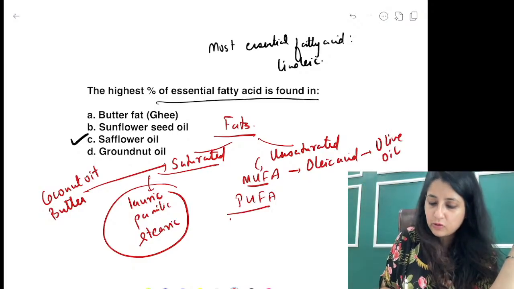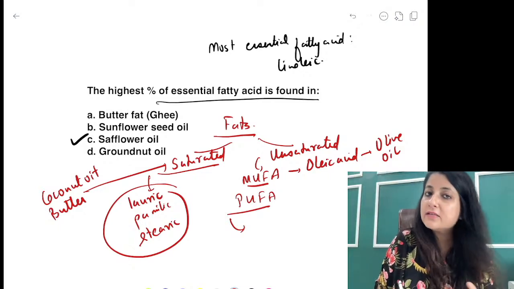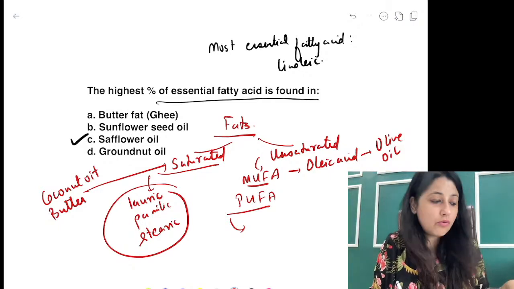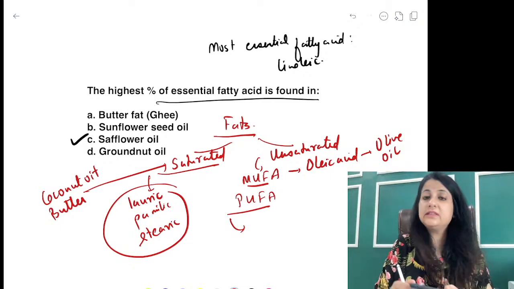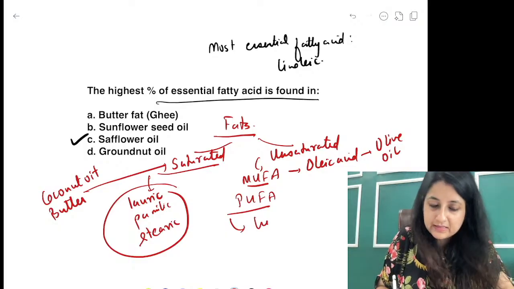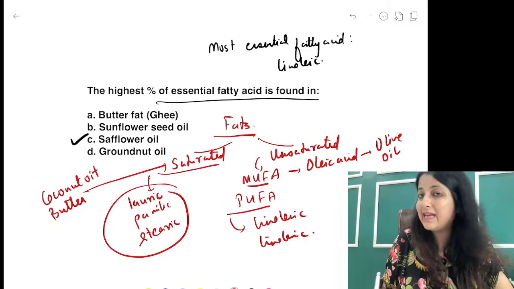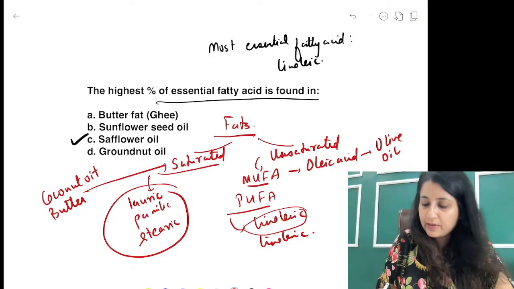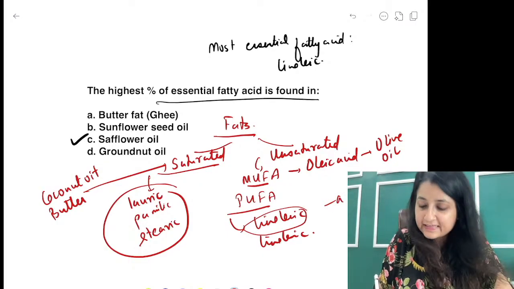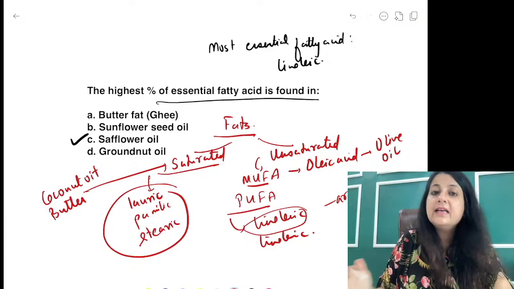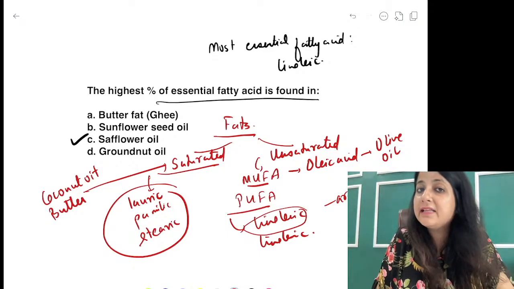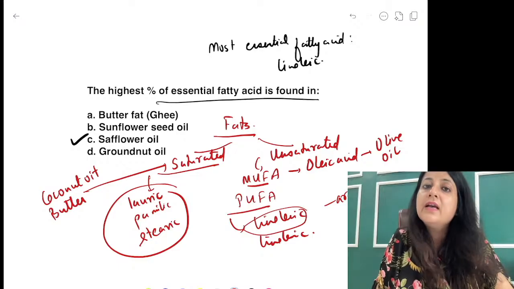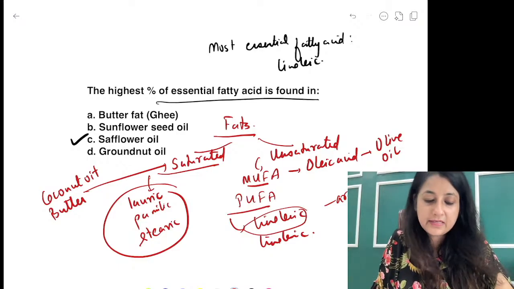And if you talk about PUFA, everybody, PUFA is polyunsaturated. So over here you will have linoleic acid, most essential, linoleic, linolenic. From linoleic we also derive arachidonic acid, and the richest sources of all these are safflower oils, sunflower oils, corn oils. All these are good sources of the unsaturated fatty acids.